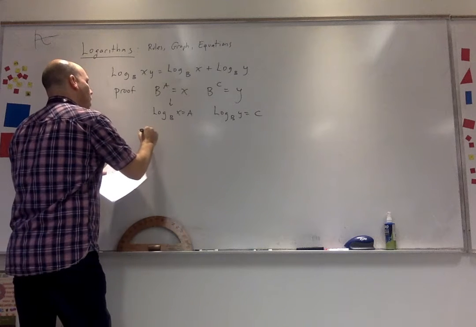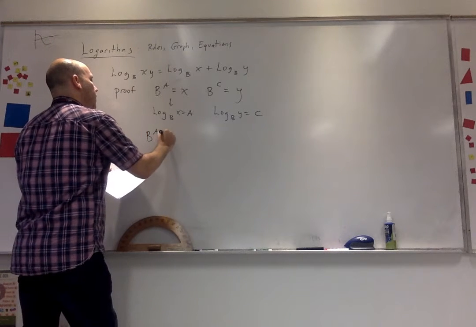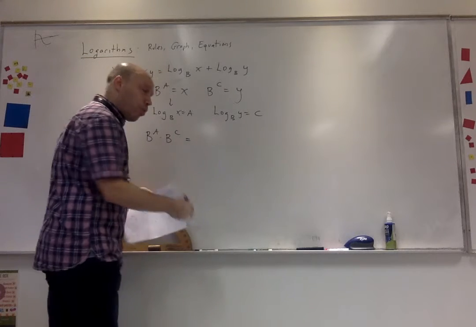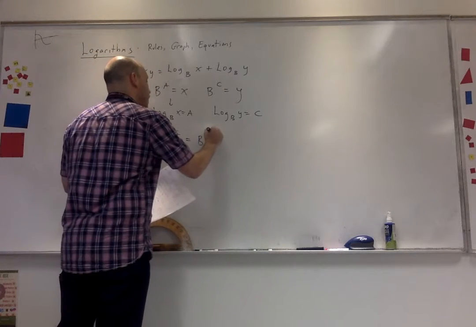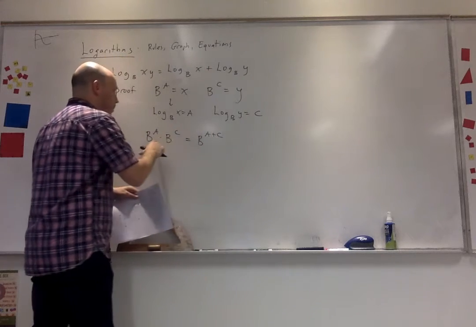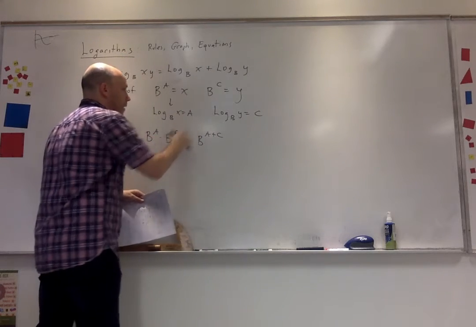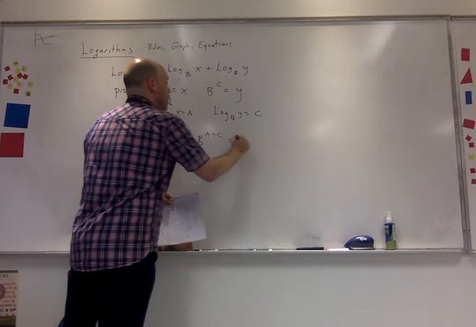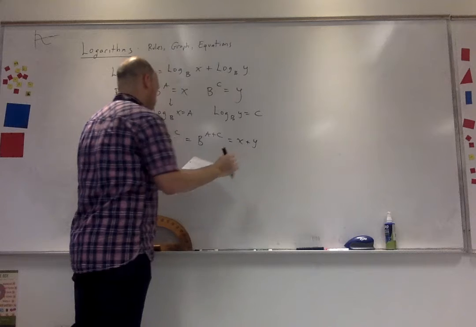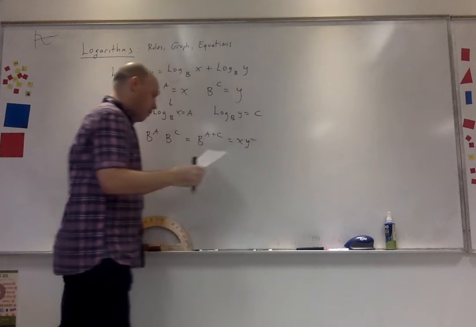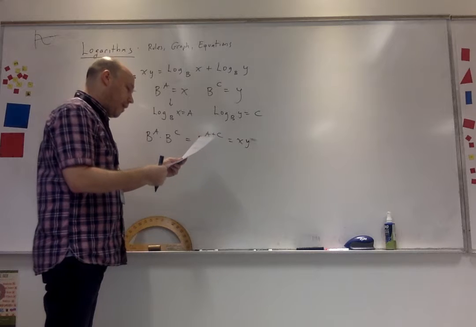If I multiply b to the a times b to the c, then we know from our exponent rules that we have b to the a plus c. And we know that because b to the a was x and b to the c was y, b to the a plus c equals x times y, I apologize. Okay?